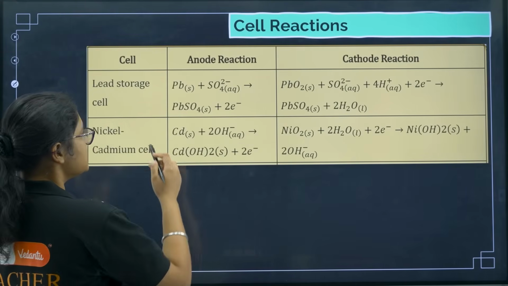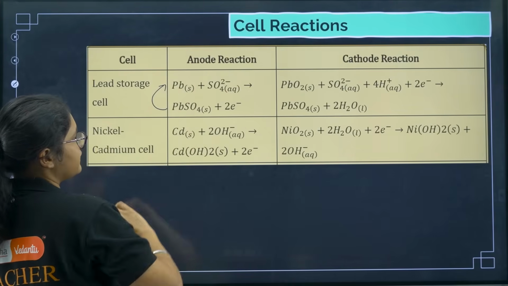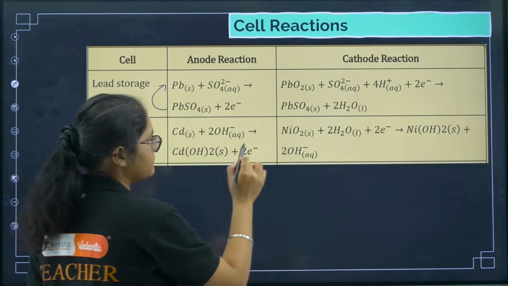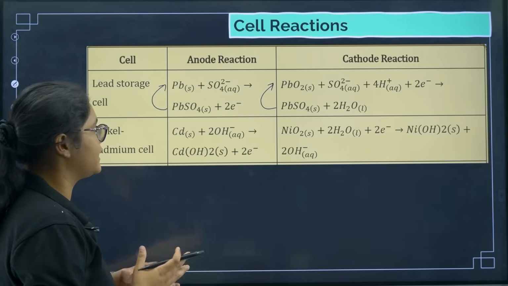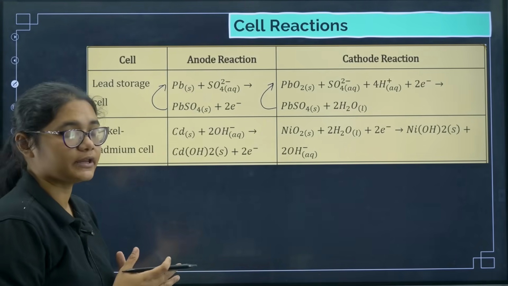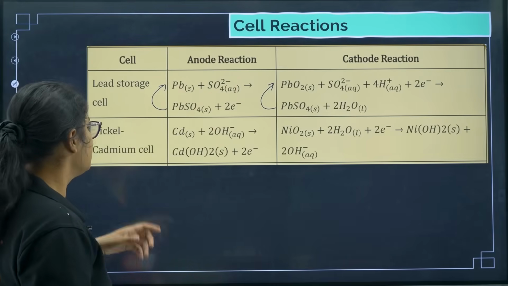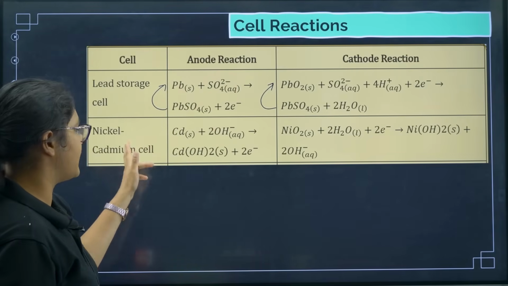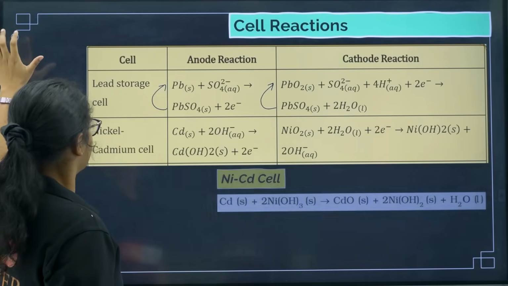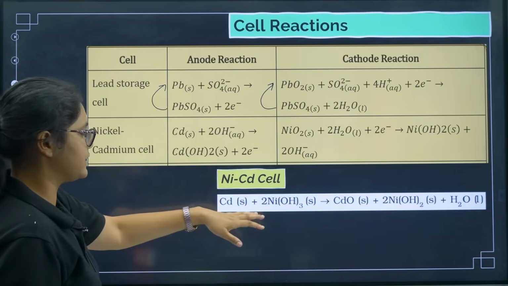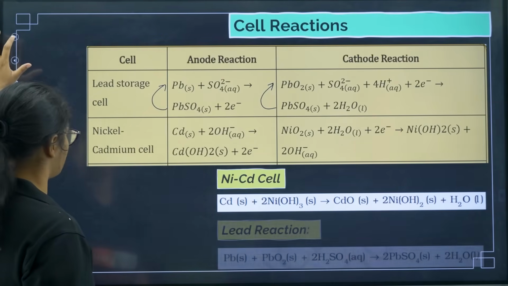Reverses means that at the anode, PbSO4 gets converted to Pb, and at the cathode, PbSO4 gets converted to PbO2. That is the reaction that happens during the recharging process. I have a question on this, I will be explaining that. Next, nickel cadmium: cadmium is the anode and nickel is the cathode. Next you can see the reactions for the nickel cadmium cell, the complete reaction, but this is not essential.